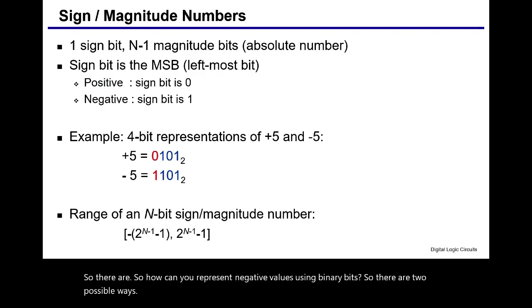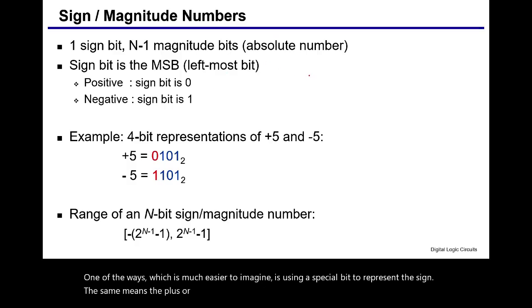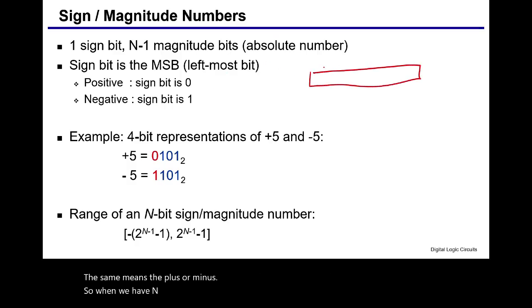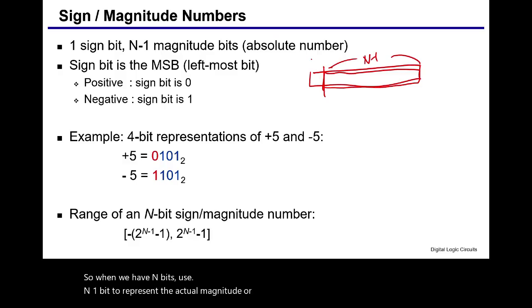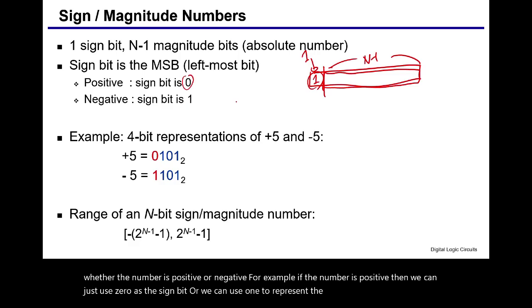There are two possible ways. One of the ways, which is much easier to imagine, is using a special bit to represent the sign. The sign means the plus or minus. So when we have n bits, use n minus 1 bits to represent the actual magnitude or absolute value, and use just 1 bit to represent whether the number is positive or negative. For example, if the number is positive, then we can just use 0 as the sign bit, or we can use 1 to represent that the number is a negative value.